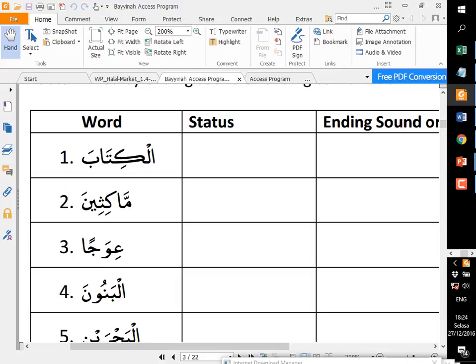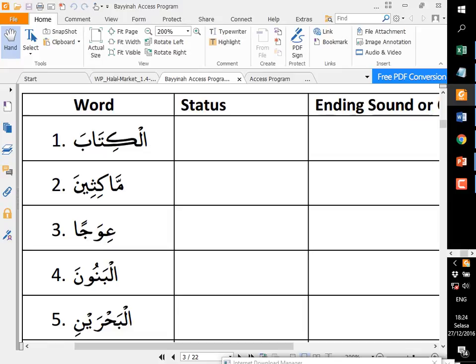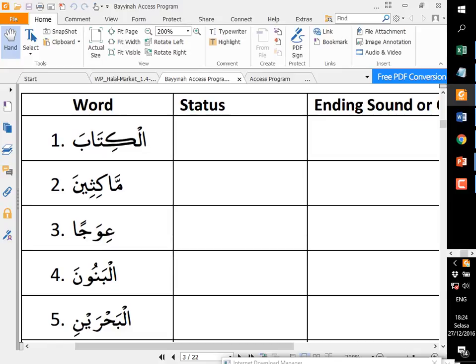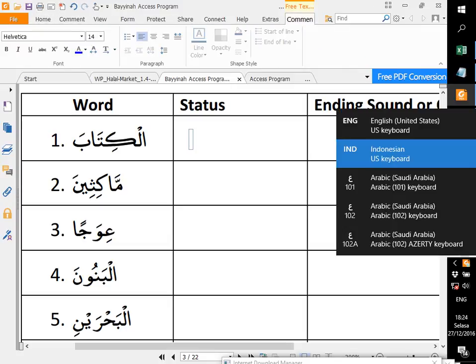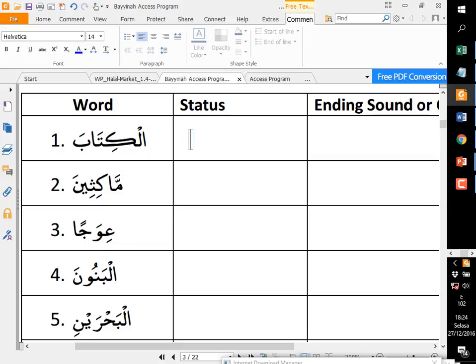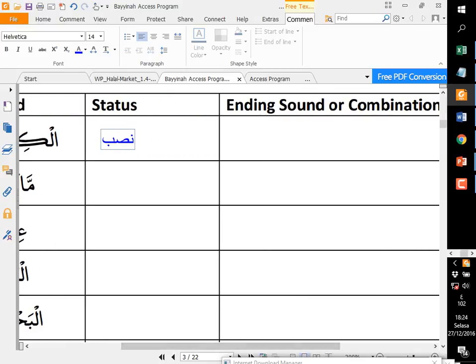Okay, let's start with the first one. Alkitab. What's that? Alkitab, nas. Yeah, for singular. And we can say in this description that it is ending sound.